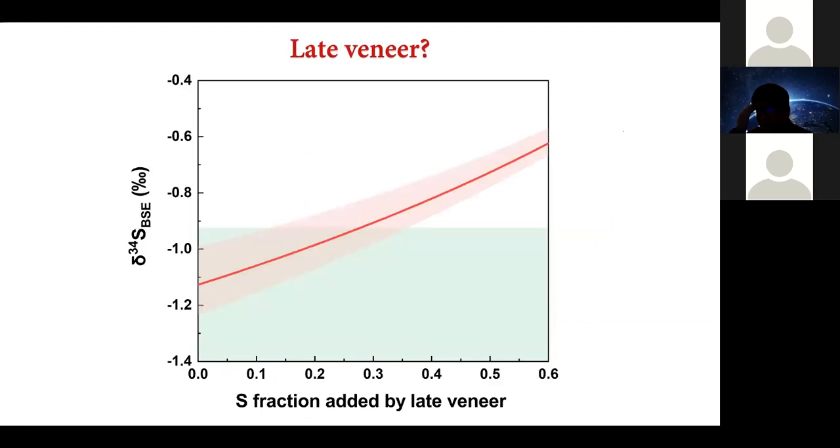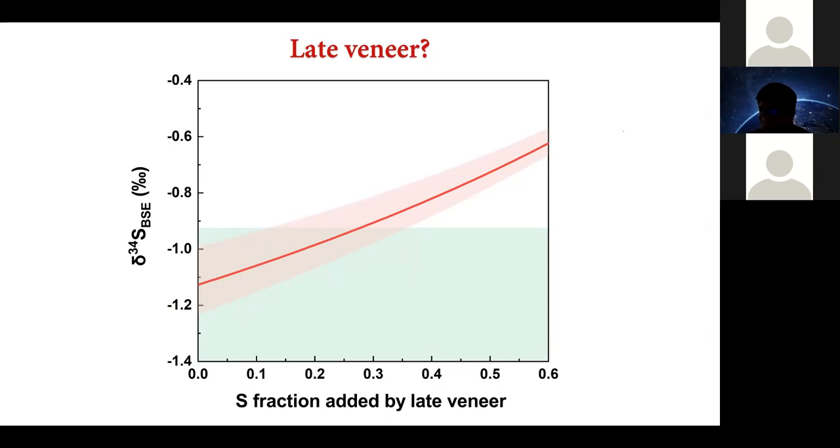Well, our model does not require a late veneer. A late delivery of sulfur is still allowed if the amount of sulfur loss during evaporation is greater than 90%. In this case, the proto-Earth would have an even lower sulfur isotope composition, which would then be increased by late veneer addition with chondrite-like high sulfur isotope compositions. The more sulfur is evaporated, the more sulfur is required to be added by a late veneer to match the sulfur abundance in the BSE.